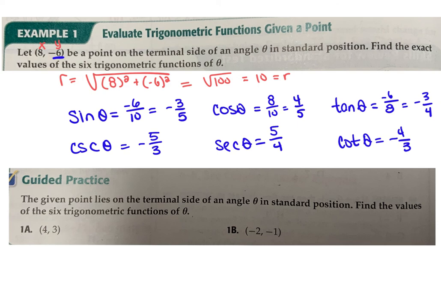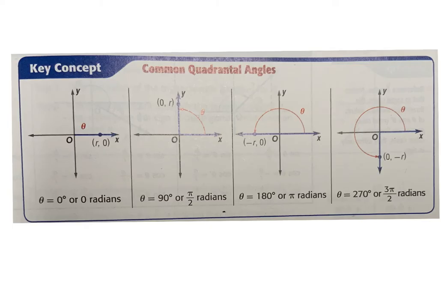So go ahead and try guided practice 1 there. Find the other 6. Here's where we left off at the terminal side. And so what this starts doing is this starts building our unit circle, okay? It starts building our unit circle. So we're going to start looking at common quadrant angles. And this is the angles that end at your axis.